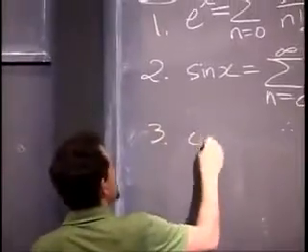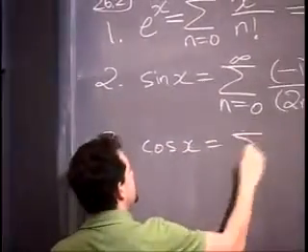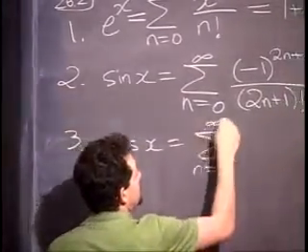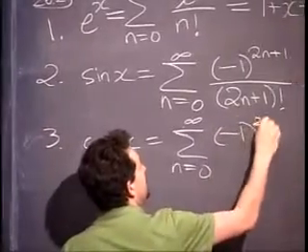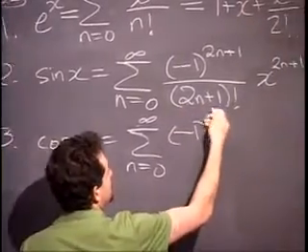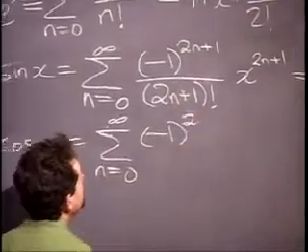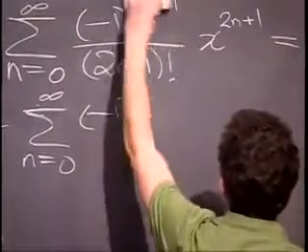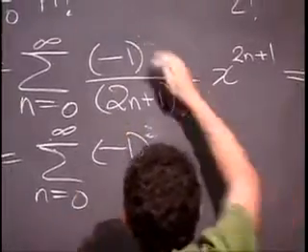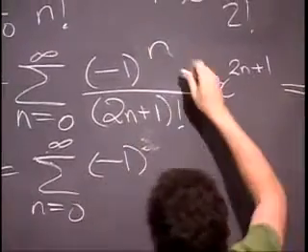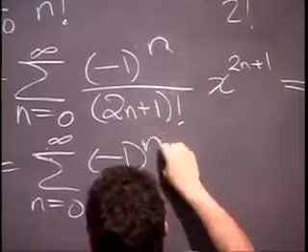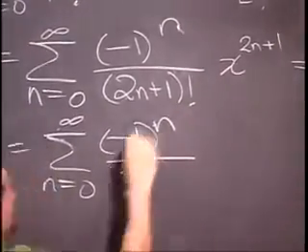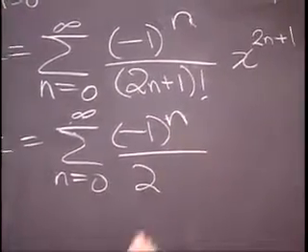Okay, cosine x is very similar, but it's an even function. You only get the even powers, so you have minus 1 to the... This is dumb. I've done something dumb. There's an n here. Ouch. There's an n here too. I was going to write 2n, but of course that would always just be 1, so that would be dumb.